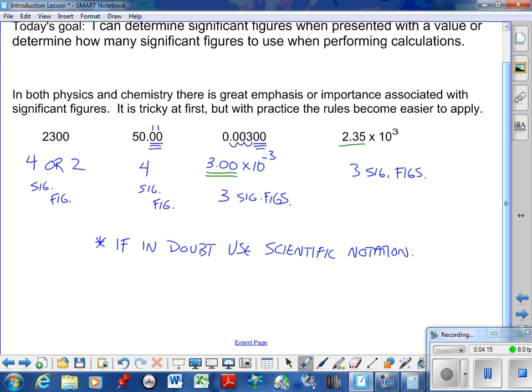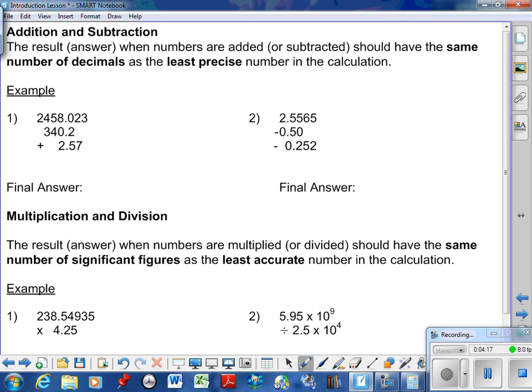Okay, and that'll help you out with that. Adding and subtracting, here's the written definition. So the result, or your answer, when numbers are being added or subtracted, should have the same number of decimals. Okay, so there's the key there. Same number of decimals as the least precise number.